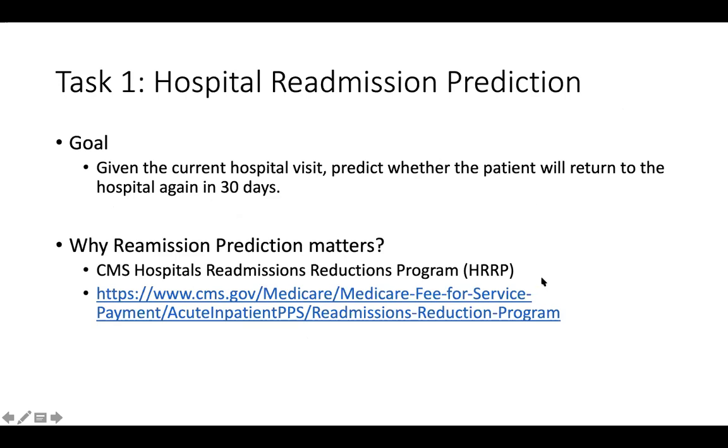So, hospital readmission prediction. Task 1. The goal is, given the current hospital visit, predict whether the patient will return to the hospital again in 30 days. Please really understand what this means. Given the current hospital visit, so I'm in the hospital right now, admitted as a patient, and given my records so far, predict whether the patient, which is me, will return to the hospital again in 30 days after discharge.